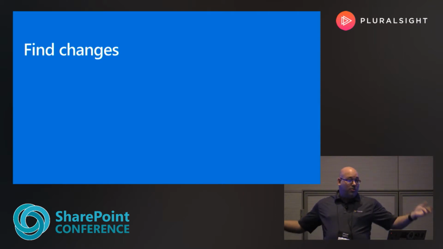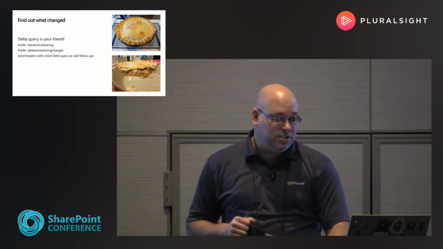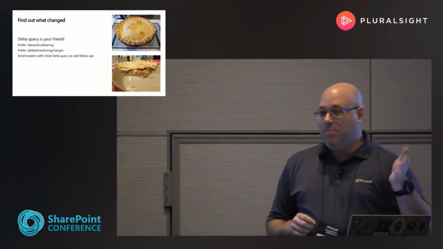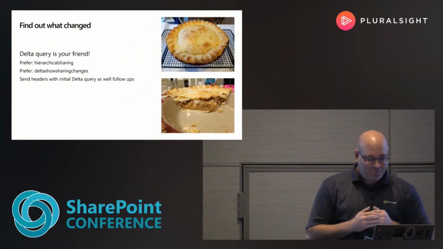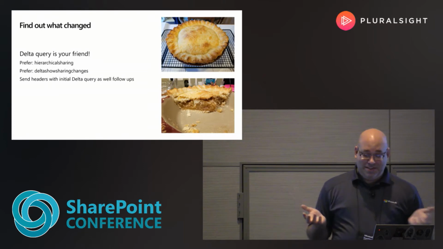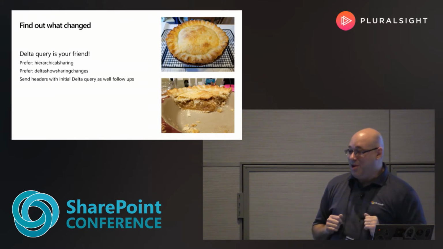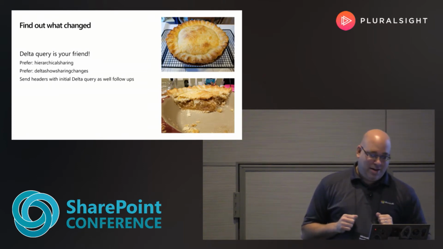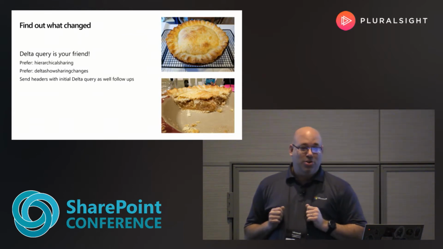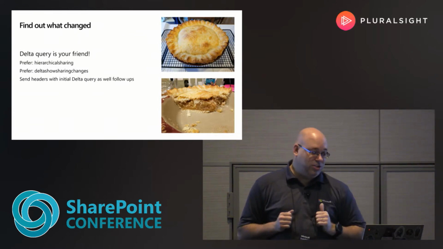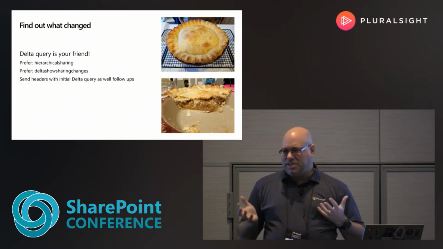So I get a notification. What do I actually do with it? Well, the thing that I typically want to do in most cases is find changes. As you can see, my pie changes from full to mostly eaten. So delta query is the equivalent of finding out how much of that pie I ate, which is usually too much. Delta query is going to return you the set of things that have changed. That's really basically what it does.